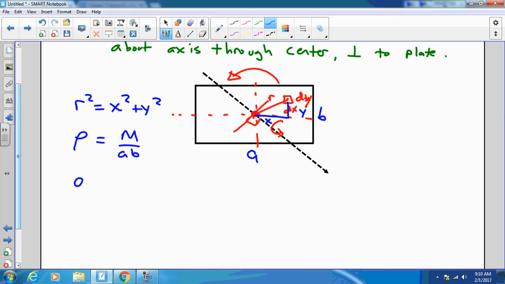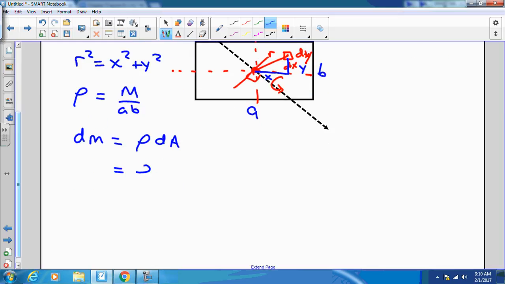So I can now say, first of all, that the density is equal to the mass over the area. That part's easy. And now the dm is going to be equal to density times the element of area, which is equal to the density times dx times dy. So this is the very first time we've seen this, where we have little tiny pieces whose areas are dx times dy.